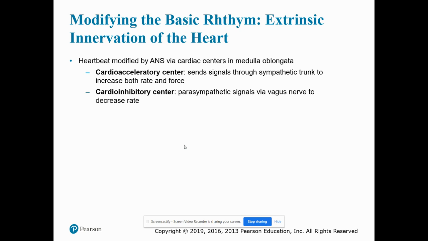So that was the intrinsic. And now we're going to talk about extrinsic innervation of the heart. The heartbeat can be modified by the autonomic nervous system via cardiac centers in the medulla oblongata. There is a cardioacceleratory center, and this is going to send signals through the sympathetic trunk, which is going to increase both rate and force of contraction. And there's also a cardioinhibitory center, and this is parasympathetic signals via the vagus nerve, and this is going to decrease the heart rate.